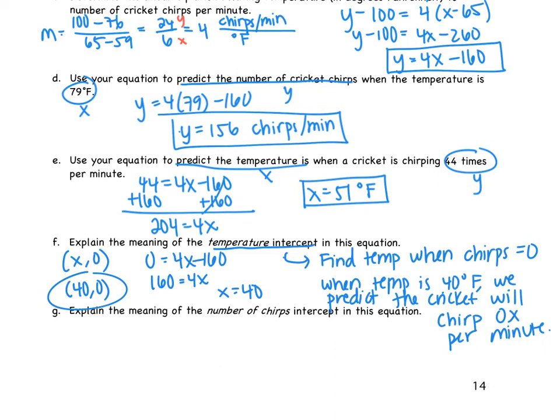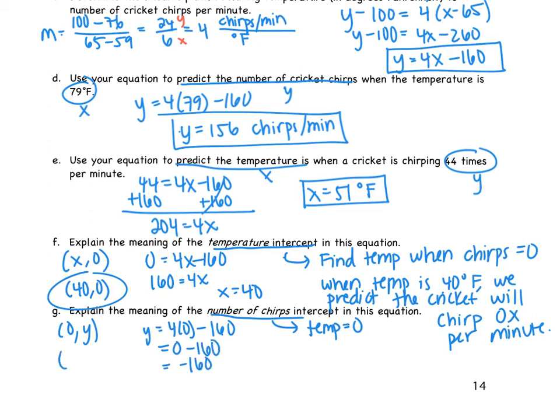Okay, so then in G, explain the meaning of the number of chirps intercept. So number of chirps, that means the other variable is 0. So we need to find the number of chirps when the temperature is 0. The temperature, that's x. So we're going to plug in a 0 for x and find y. Using our equation, we get 4 times 0 minus 160, which is 0 minus 160, which gives us negative 160. So when x is 0, y is negative 160.